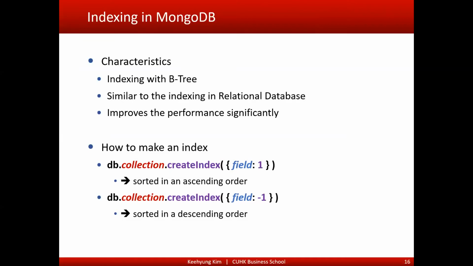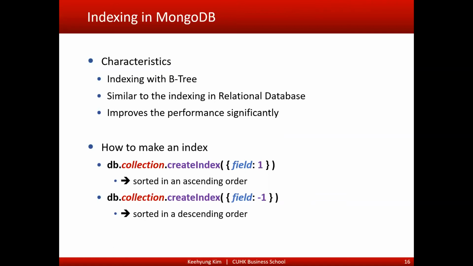So here are simple characteristics of the indexing in MongoDB. In MongoDB, we use a B3 structure to keep the index. And also, the index in MongoDB is actually very similar to the relational database. So in the relational database part, I didn't talk much about indexing, but also in the relational database, you can utilize indexing in a similar way. And if you use it, it will improve the performance significantly.